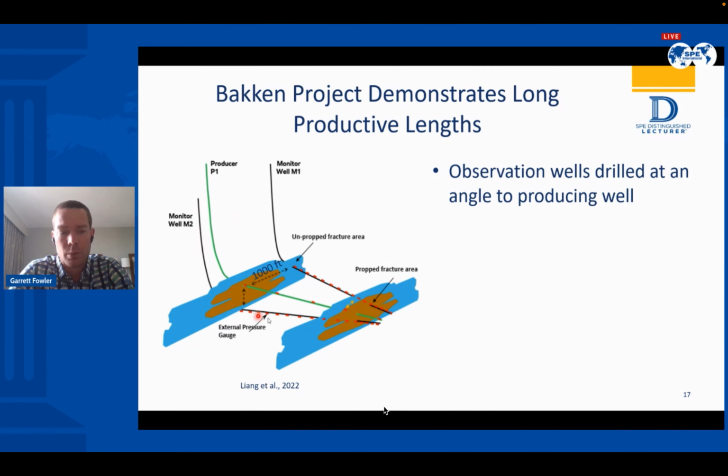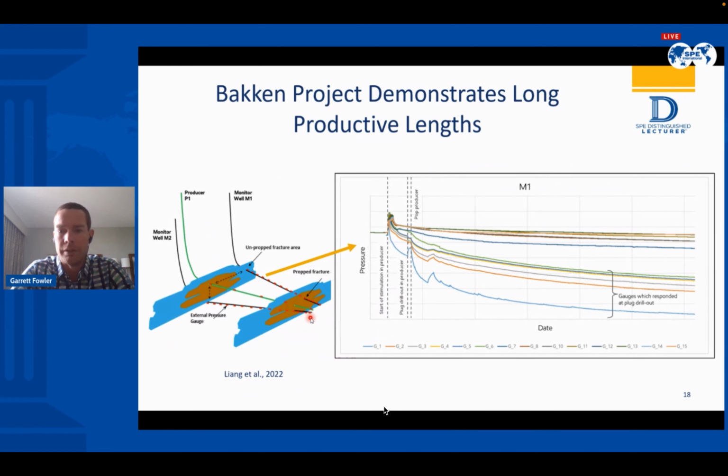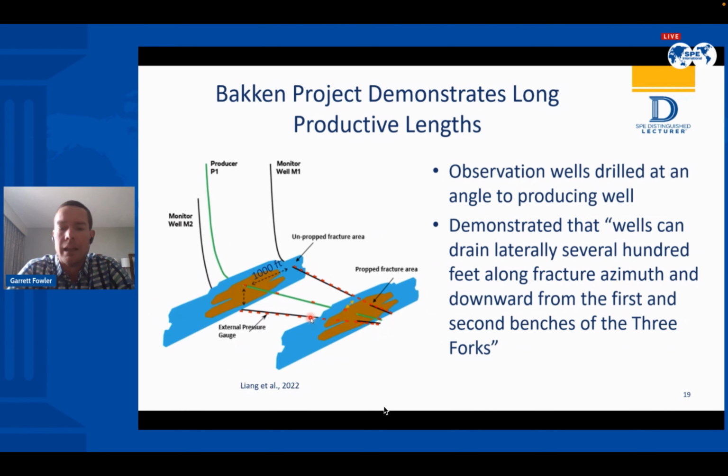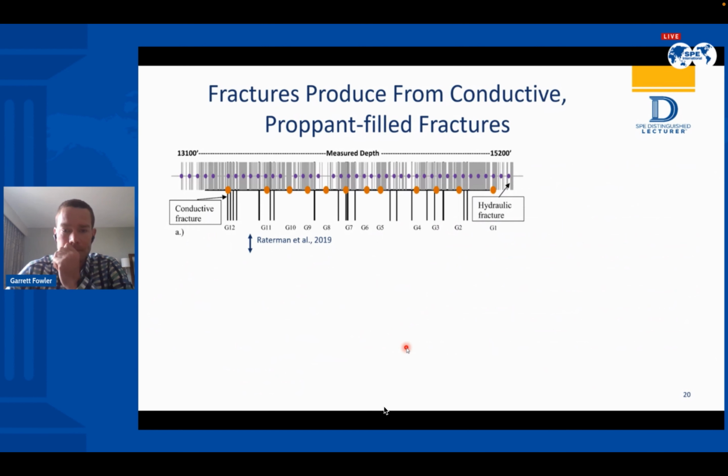And again, they had a similar well below. So they can map what the depletion is both horizontally and vertically away from these hydraulic fractures. So they're doing so here with different gauges, and the conclusion is that wells can drain laterally several hundred feet away along fracture azimuth and downward from the first and second benches of the Three Forks, which is going to be several hundred feet below the green well here. So we know that these wells are actually draining from relatively far distances away from the producing lateral.